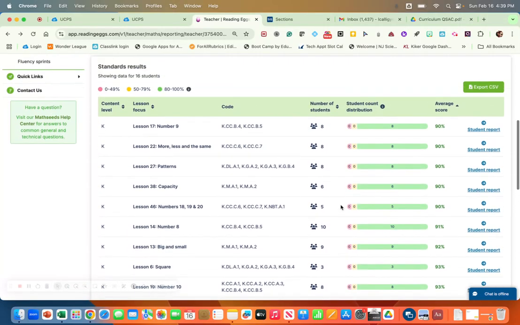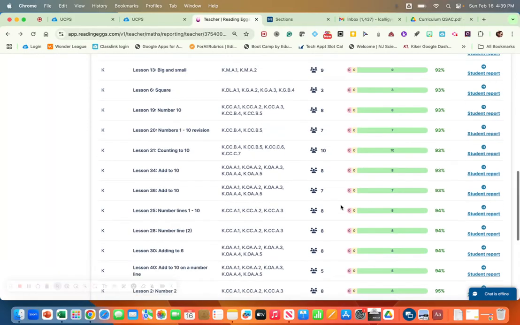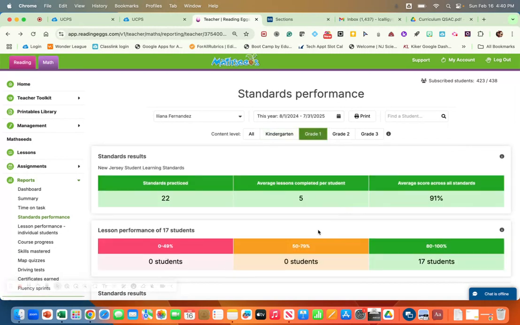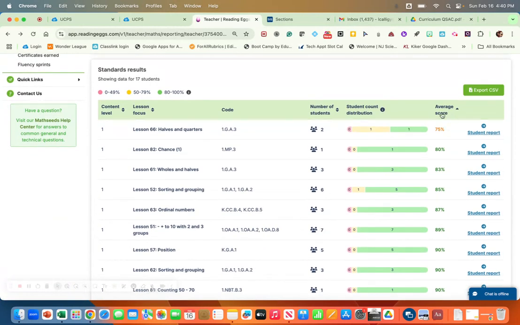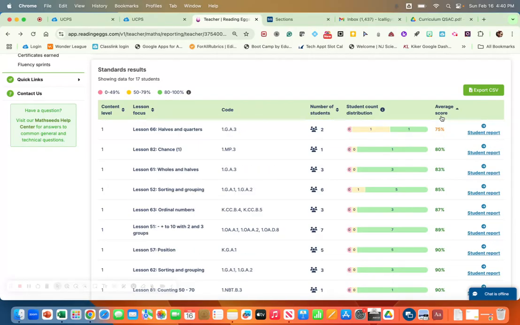For the most part, it was only a few students that had difficulty with any of the standards in kindergarten grade level in Mathseeds. Then you could switch to the next grade and do the same thing. So now you can sort by average score, highest to lowest, lowest to highest, and you're able to see again anybody who's struggling and what lesson and what standard is related to that lesson.